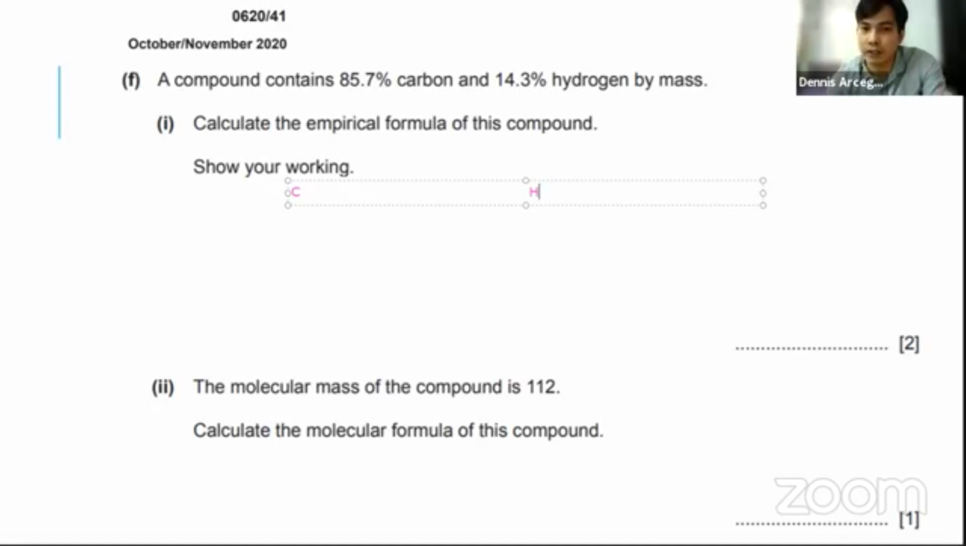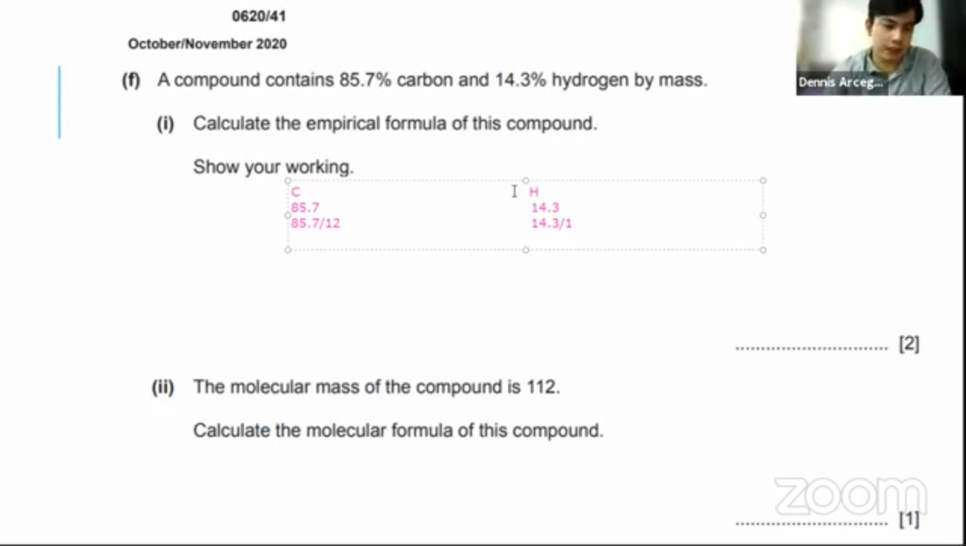This is a very common question. But when I look at students' answers, they're skipping this because they don't have any idea on how to answer this one. So look, first thing, you write the element, then followed by the percentage. You convert it into mass, so you can just simply write 85.7. Then for hydrogen, it is 14.3. Then after that, divide with the atomic mass. You just have to divide with the atomic mass. 85.7 divided by 12. Then for hydrogen, it will be 14.3 divided by 1. So you can divide now.